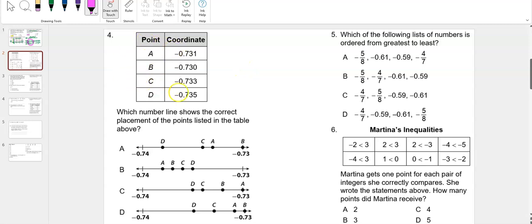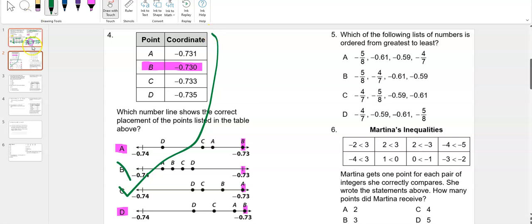All right, number 4, we're looking at a table of points, and we need to match it to a number line that has these points placed correctly. Which number line shows the correct placements of the points listed in the table? Okay, so I'm going to look at the easiest ones first. So we have a point that's on -0.73. That should be right here. And so the only number lines that have point B placed in that spot are A or D. So we're going to say automatically that it's either A or D.